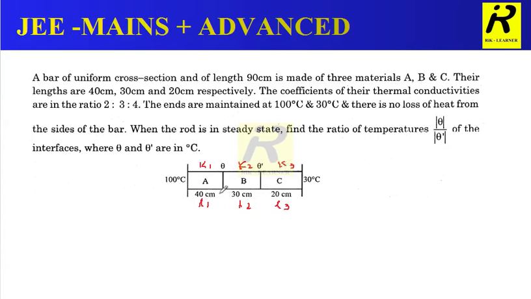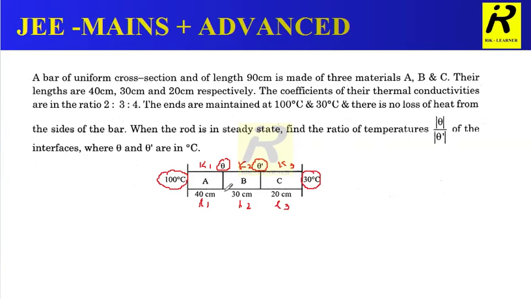What the question says, the length of first rod A is 40 and second is 30 and C is 20 centimeters. The two ends are at this much temperature, 100 here as well as 30 here. And the middle junctions, AB junction is at temperature theta and BC junction is at temperature theta dash. Now what you have to find is the ratio theta by theta dash, as they are asking here.